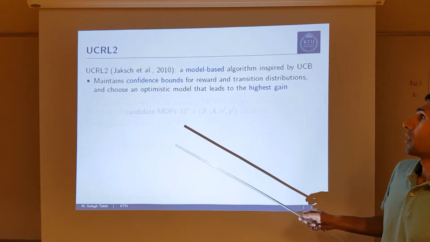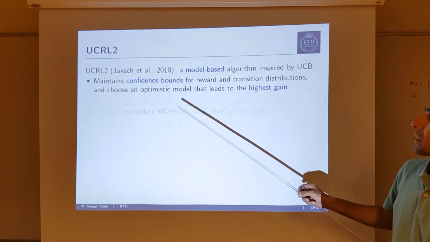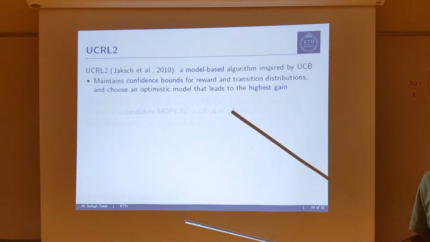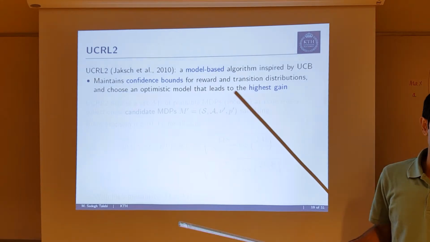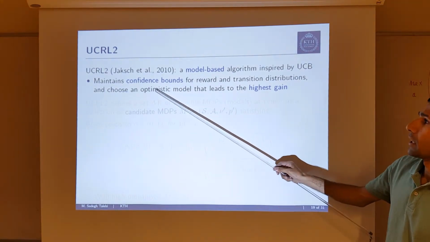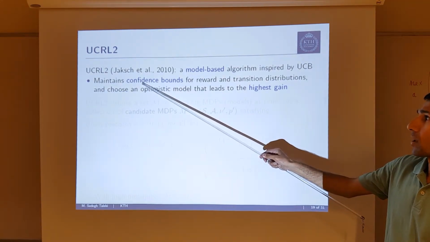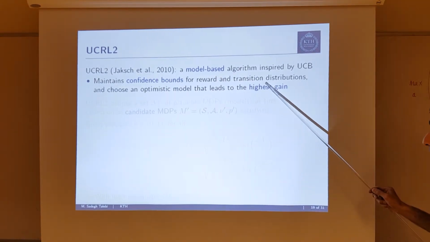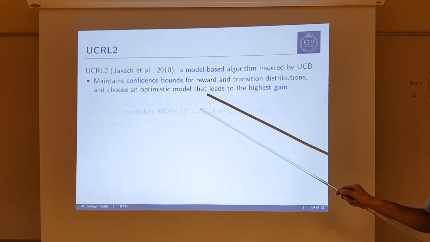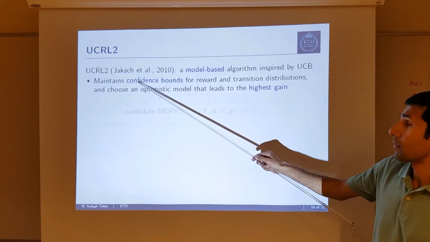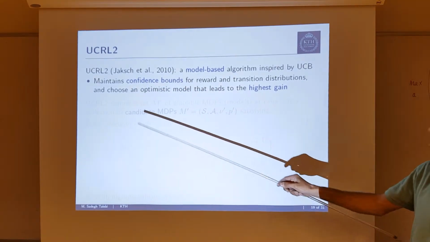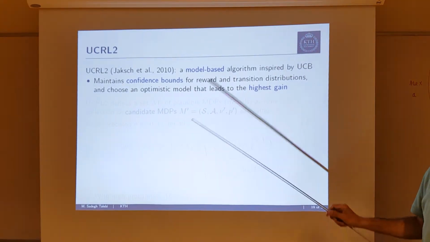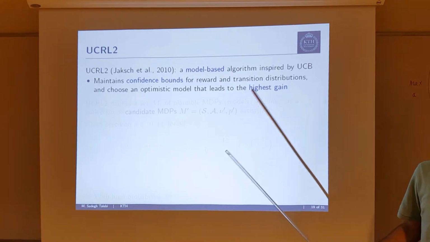So basically, similarly to UCB, you have some unknowns, transition probabilities, and reward functions. You proceed by maintaining some confidence bounds for the unknowns, for the average rewards and transition probabilities. And given these confidence bounds at any time, you choose an optimistic model, which is an optimistic MDP, that leads to the highest gain.